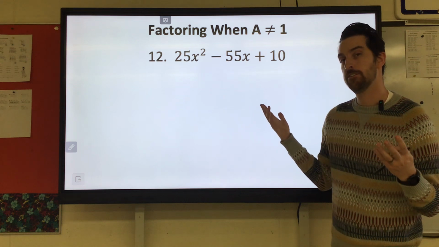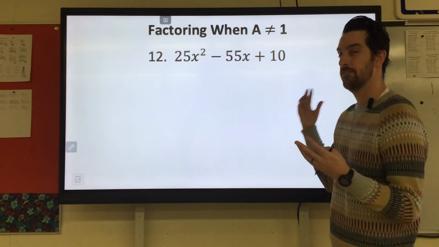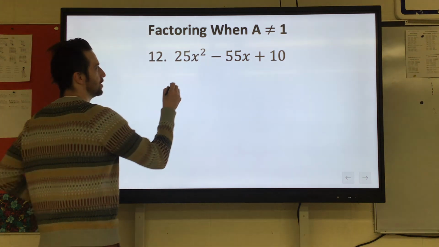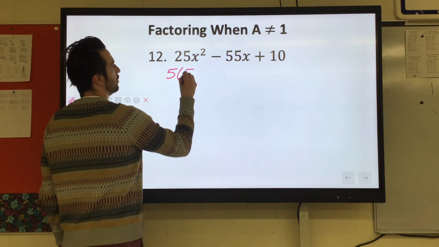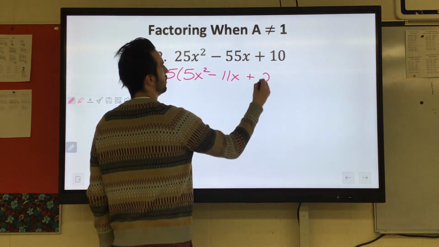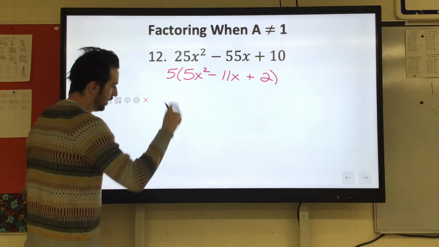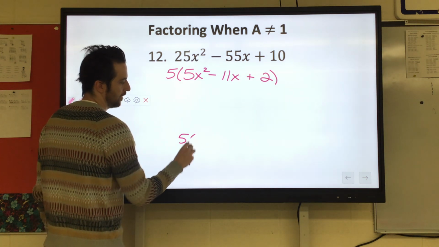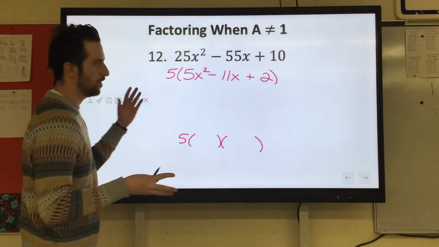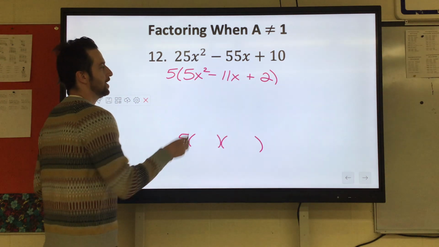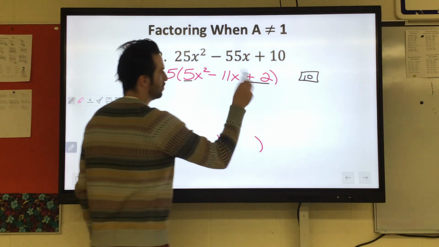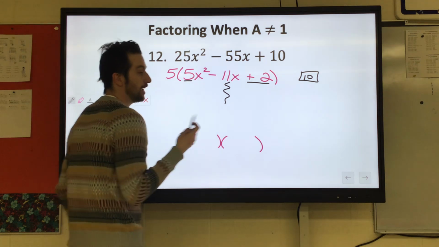Is there anything that these have in common? 25, 55, 10? Yeah, they're all divisible by 5. So we'll take out the 5 first. 5 times 5 is 25, 5 times 11 is 55, and 5 times 2 is 10. I don't want to forget, so I'm going to write my final set of parentheses with a 5 on the outside. All right, inside now, we have 5 times positive 2, that's positive 10. They have to both be the same sign, and they have to add up to 11.